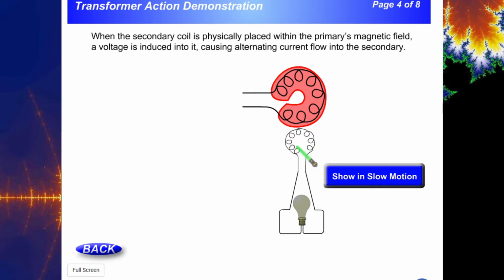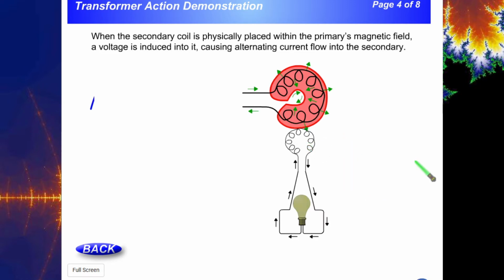This would be undetectable by the naked eye because it's happening at 60 hertz, presumably if this is plugged into a standard 120 volt RMS 60 hertz outlet that we have here in the United States. So here we go in slow motion.